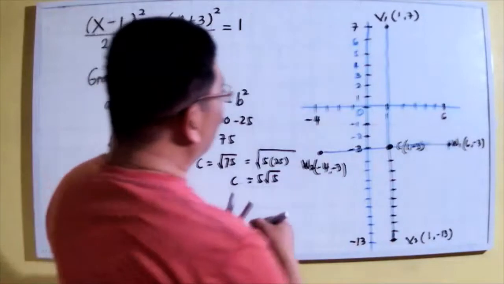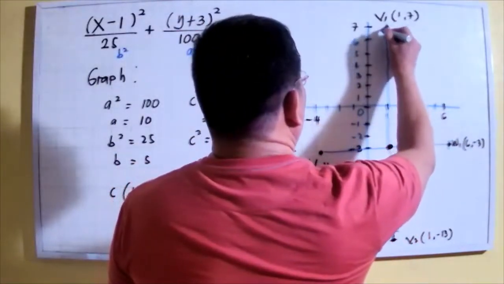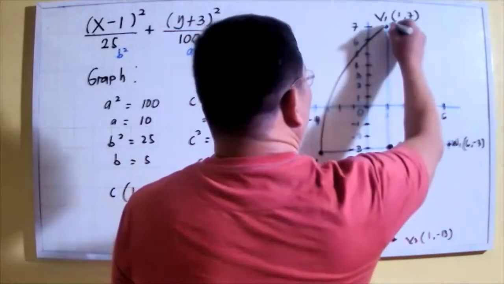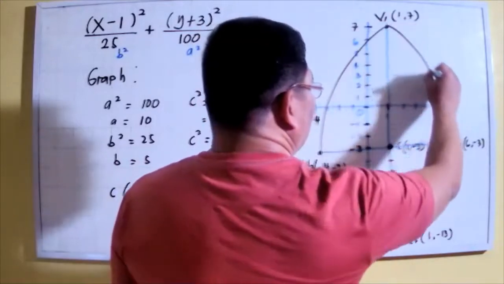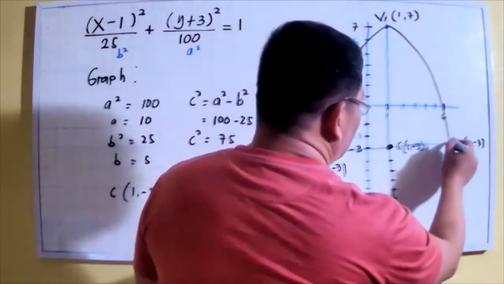Now, pwede na natin i-connect yan kasi ito yung mga nasa locus of points ng ellipse. So, i-connect ko muna yan. We have here coming from B1, mag-connect. From B1, then sa B2.